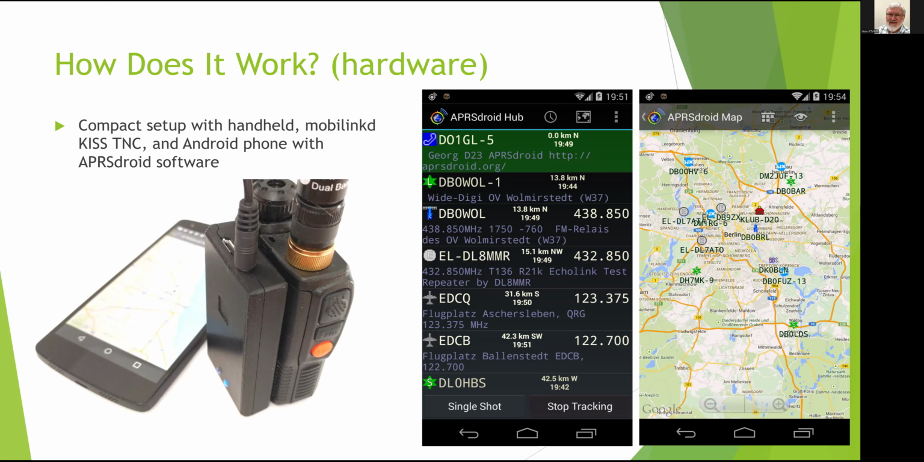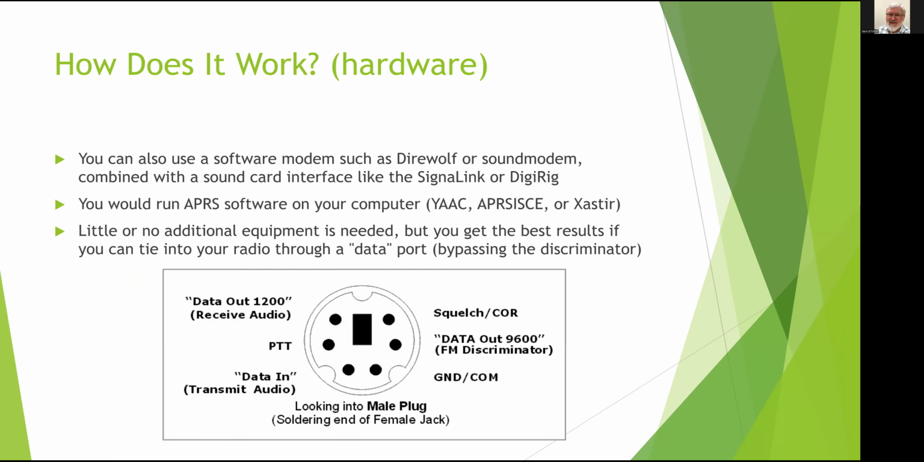So all right, how does it work? You can also use a software modem. So you mentioned, will this work with my Signal Link? Yes, it will. Just like you use your Signal Link with WinLink to a sound modem of some kind to connect your computer to your radio, same thing will work with APRS.